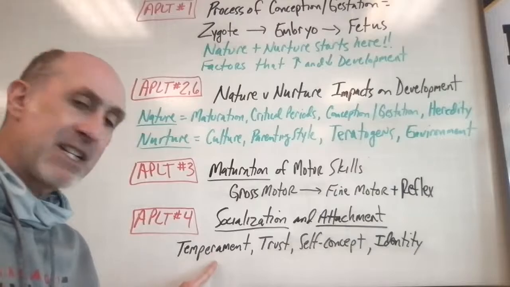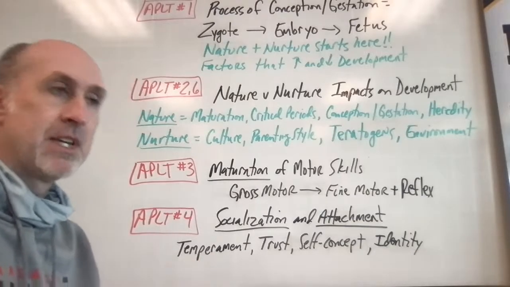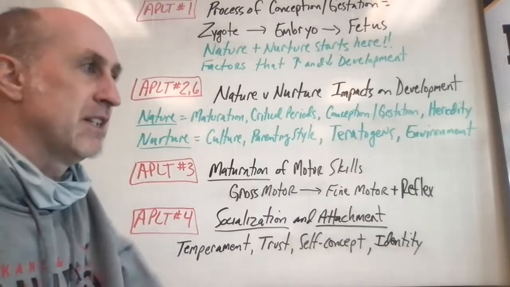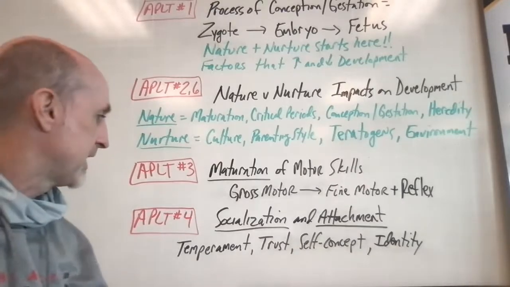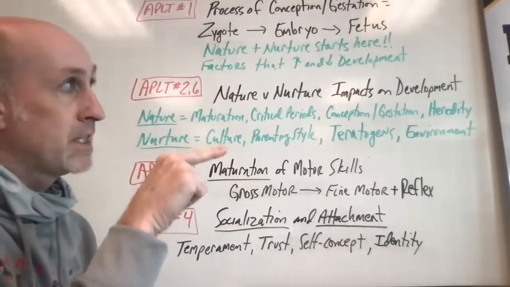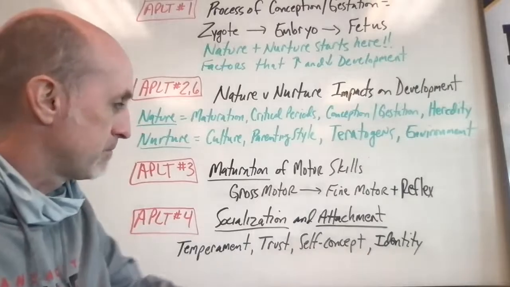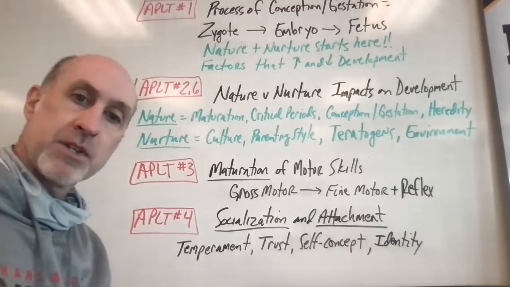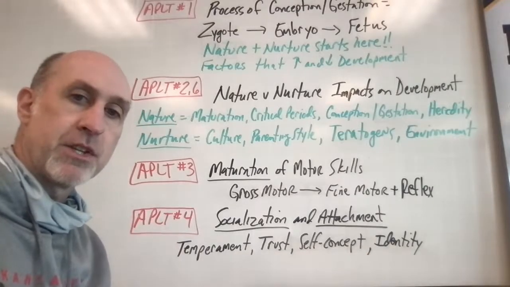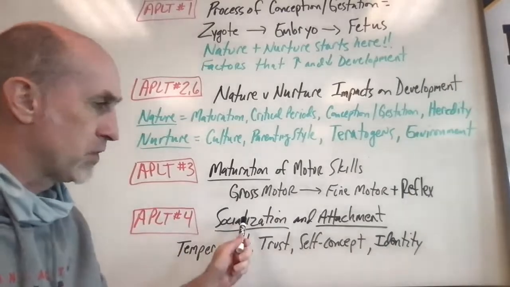Are they reactive? Are they patient? You get the chill babies, and then the babies that are very reactive to everything. So that's your temperament. Trust, which we'll talk about in learning target number 6, and identity and self-concept are all part of Erikson's psychosocial stages of development. So these are all things that help you socialize and attach.